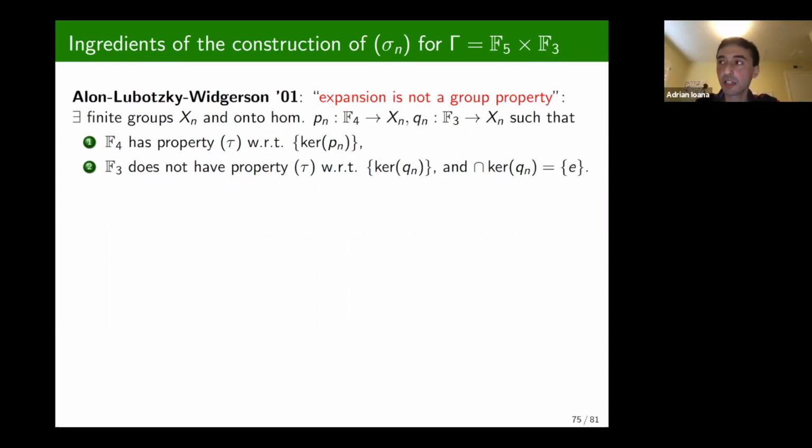That's right. So expansion doesn't depend just on the group, saying that if you have 10 generators in your group, you necessarily get an expander. And how does the intersection relate to Sophic?